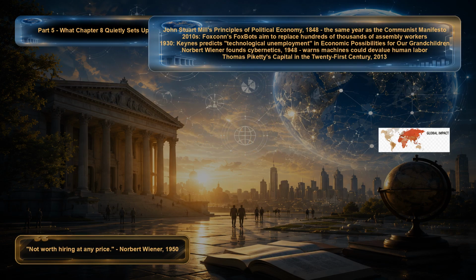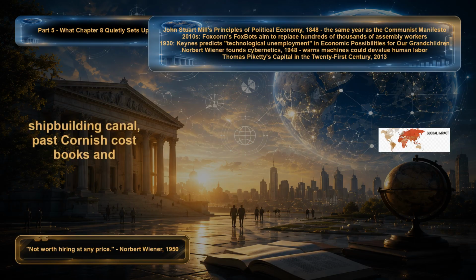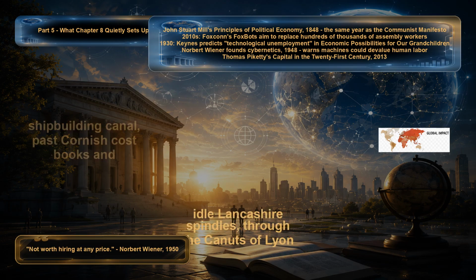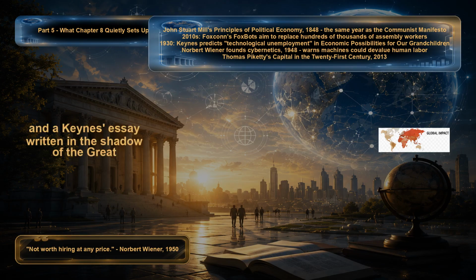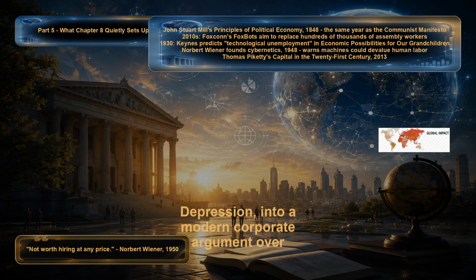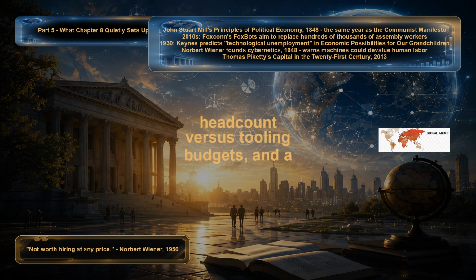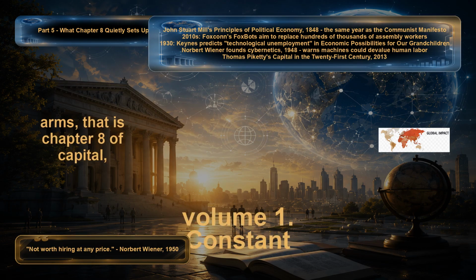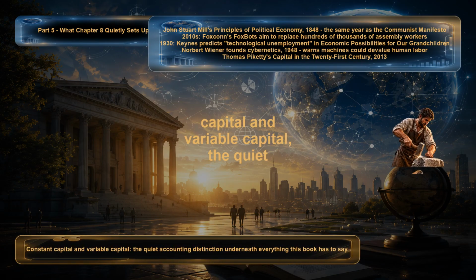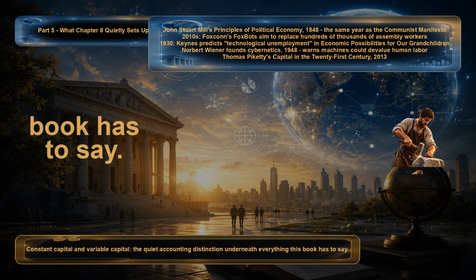From the Fugger's silver mines in the Tyrol, through a Venetian shipbuilding canal, past Cornish cost books and idle Lancashire spindles, through the Connaughts of Lyon rising against the Jacquard loom, a Toyota engineer refusing to fully trust an unwatched machine, and a Keynes essay written in the shadow of the Great Depression, into a modern corporate argument over headcount versus tooling budgets, and a Foxconn assembly line quietly filling with robotic arms. That is Chapter 8 of Capital, Volume 1. Constant capital and variable capital, the quiet accounting distinction underneath everything else this book has to say.